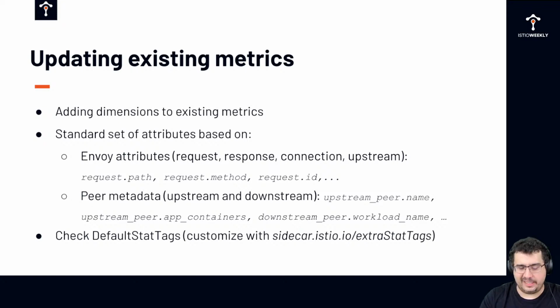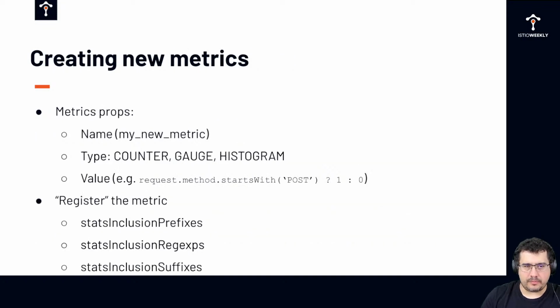It'll make more sense once I show the demo, I promise. I noticed that I have the extra stat tags as an annotation on the slide here. I think these annotations are getting deprecated. So the way to update this is through the Istio operator. So that was the first scenario, adding attributes to existing metrics.